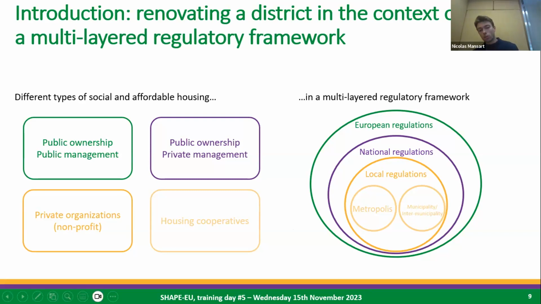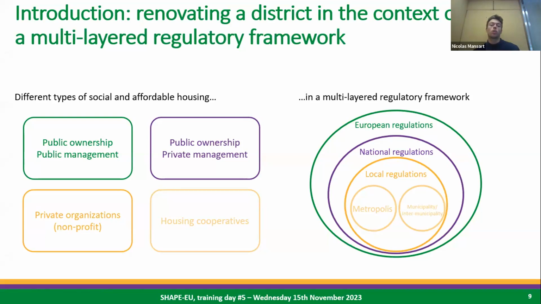And related to that, there is a multi-layered regulatory framework. First of all, there are European regulations that give recommendations and rules for the regulatory frameworks, and then these regulations are translated into laws in each country. So that's the national regulations. And then in each country, you also have local regulations that can go from regional regulations to state regulations in federal countries.